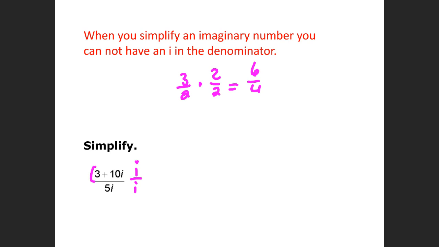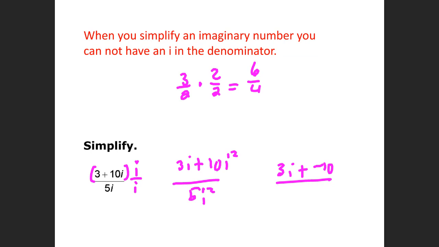So here, if I multiply the top by i, I'd end up with 3i plus 10i squared. Well, we can't have an i squared in there, so I would rewrite that top as 3i plus -10. And then on the bottom, if I multiply by i, I'd end up with 5i squared. i squared is -1, so that would be -5 on the bottom. This would be simplified. I no longer have an i in the denominator. And the reason I multiplied top and bottom by i is to get rid of that i in the denominator.